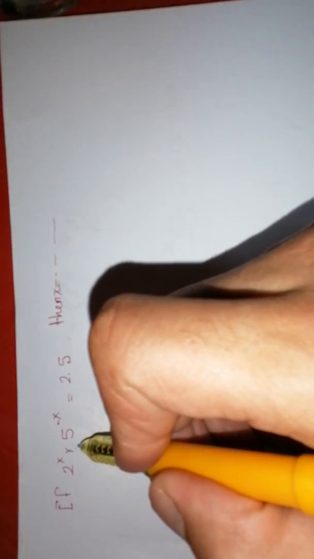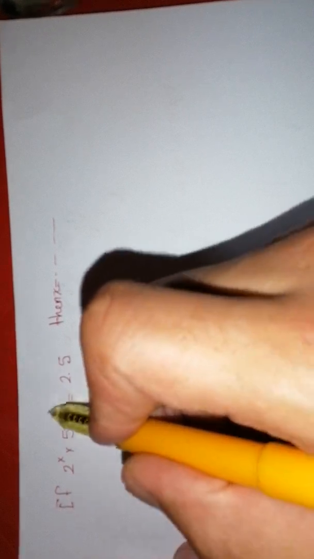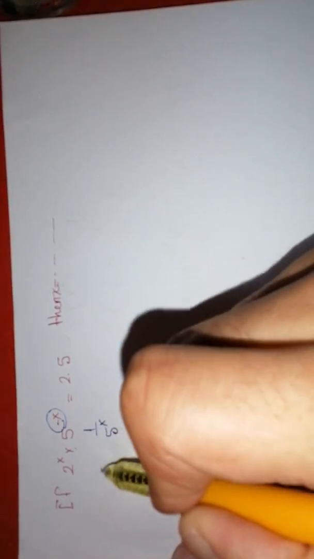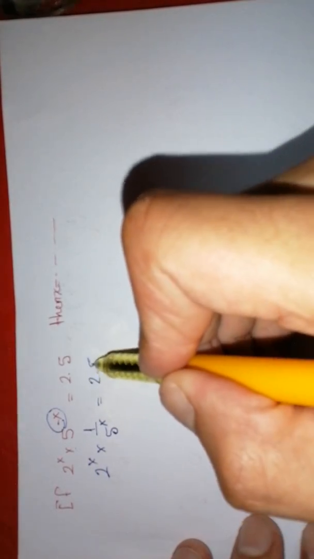And then we move to the question that says if 2 power x times 5 power negative x equals 2.5, then x equals dots. You're going to find the value of x. How can you find that? 2 power x divided by 5 power x, because 5 power negative x can be written as 1 over 5 power x. And then we have 2 power x times 1 over 5 power x, which is equal to 2.5.